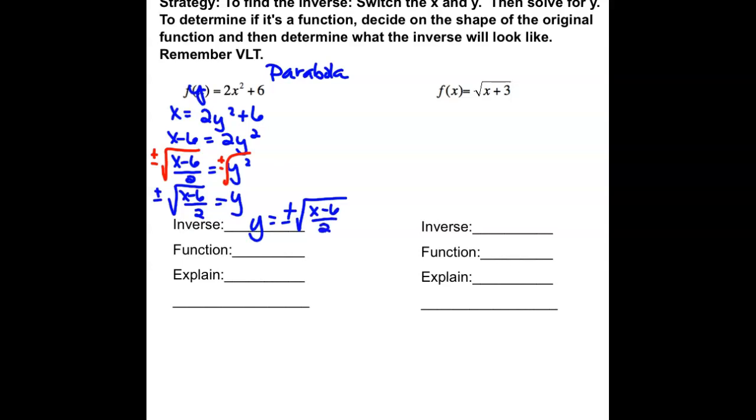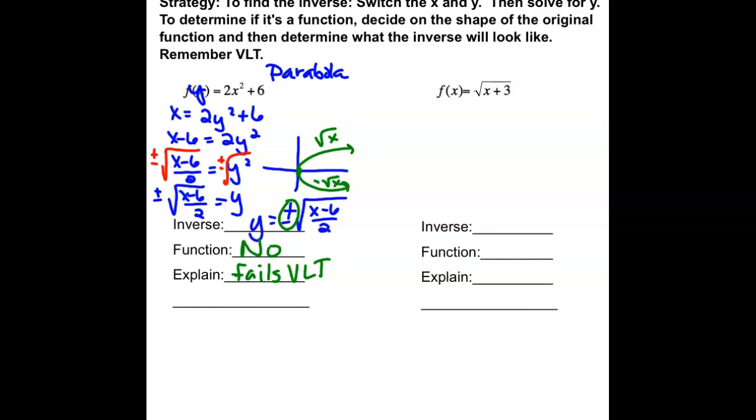Is it a function? It is not, because remember our square root graphs are those sideways. Parent function for square root of x is this, and the bottom half would be our negative square root of x, the reflection. So when we have that plus minus, it means we're getting two separate little square root graphs connected, and that would not pass a vertical line test. So is the inverse a function? No. And our reason, it fails vertical line test.